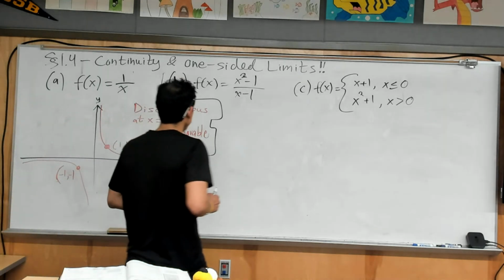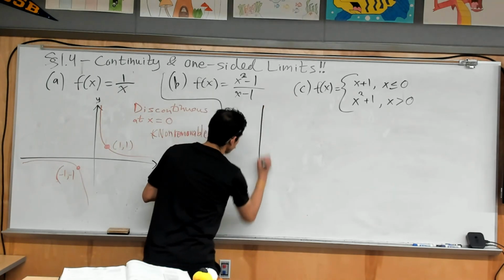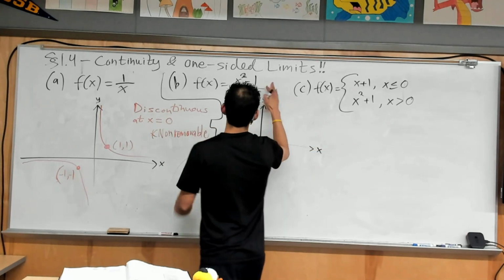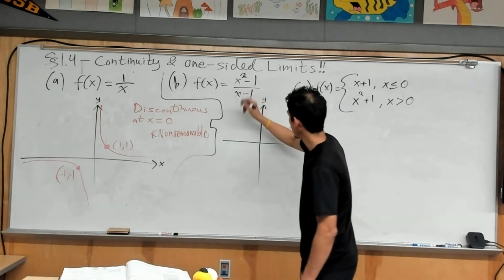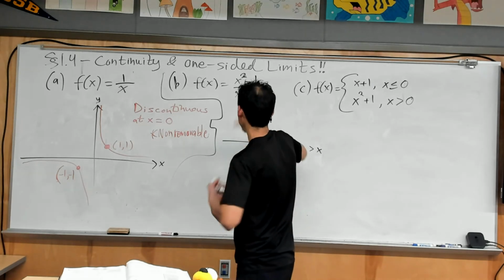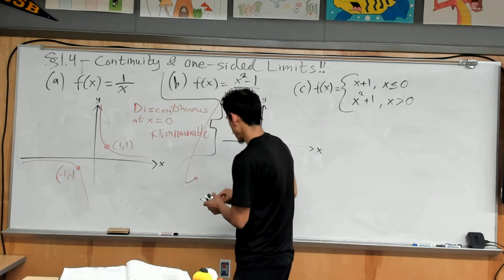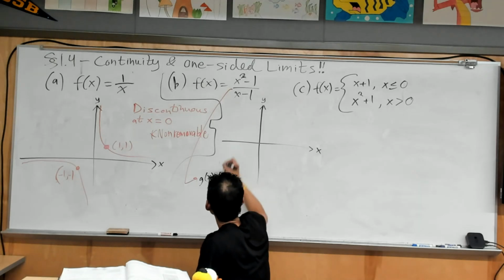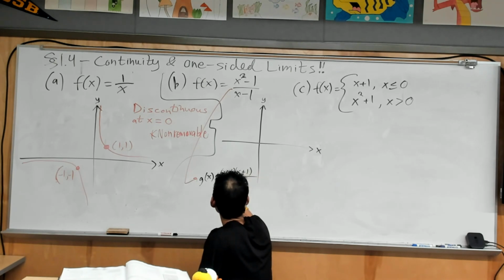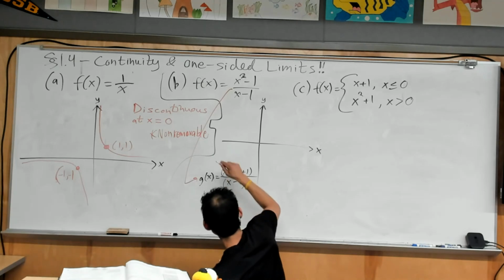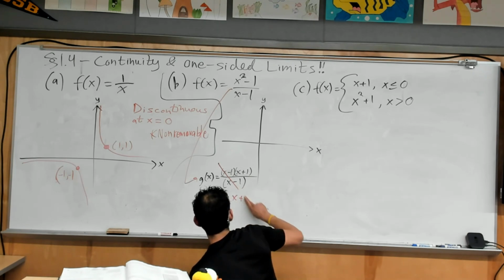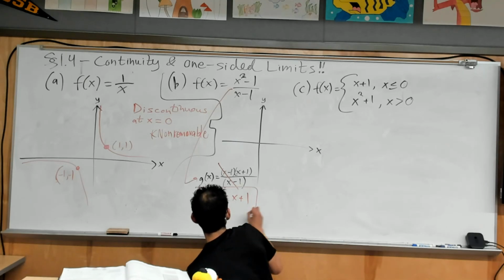Now, this may surprise you. This graph will actually be a straight line, because remember, you can rewrite it. Let's say g of x is factored into x minus 1 times x plus 1, right? But then you can factor out an x minus 1. So g of x is just equal to x plus 1, right? And so you're just graphing this line, essentially.